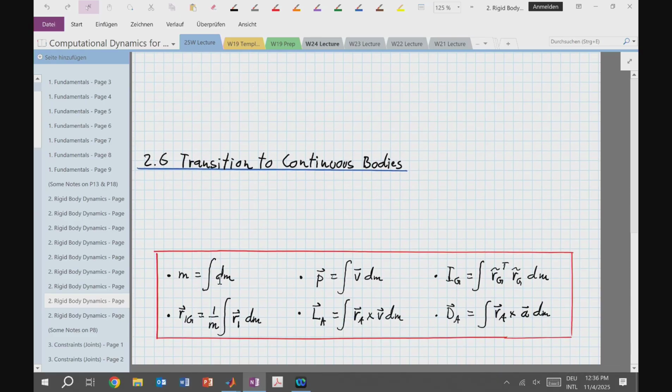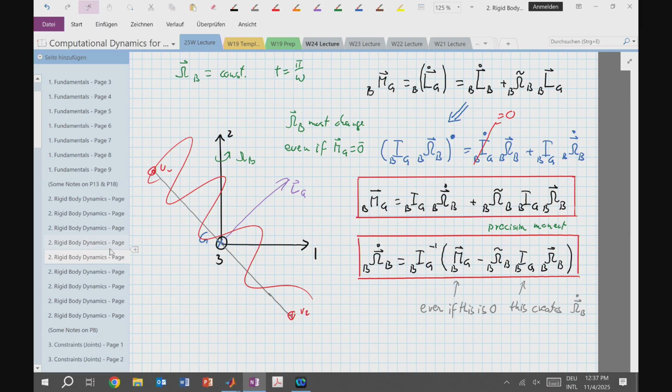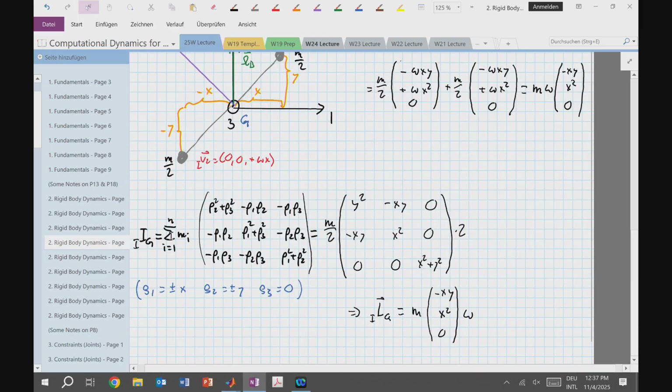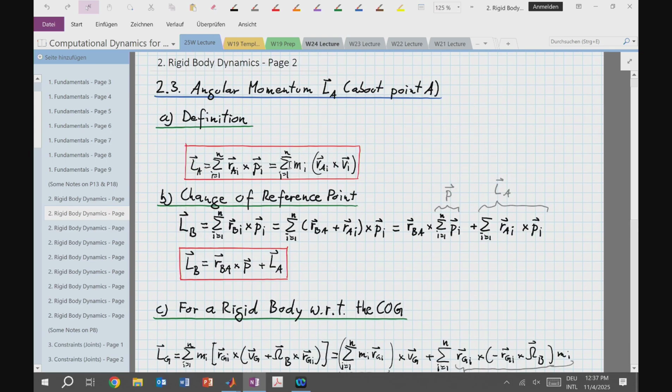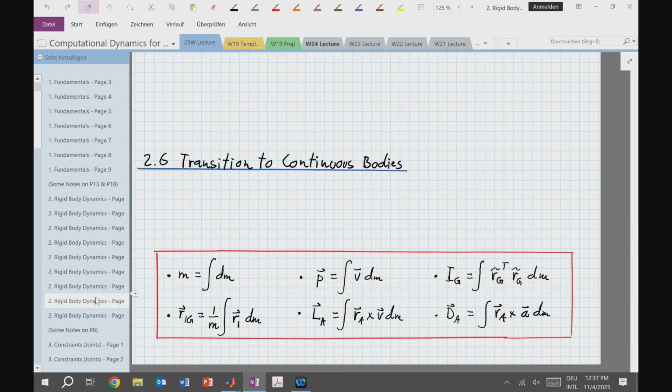Where I want to continue is to make a small jump. So far we only talked about systems of particles. We never really discussed rigid bodies. All the examples that I gave you were systems of particles. In the computation of our inertia matrix, for example, we had these sums. Here's a sum in the equation for angular momentum. So everything was defined as sums over individual particles.